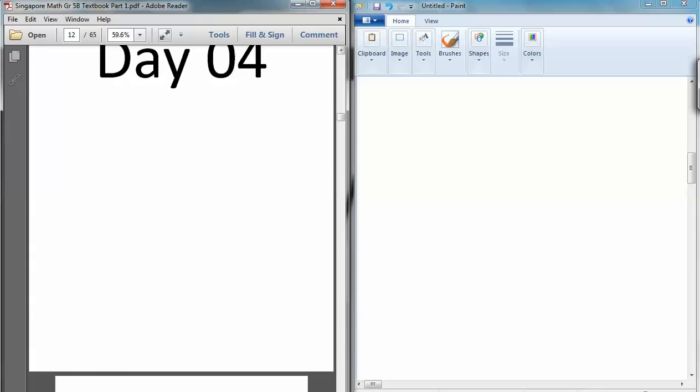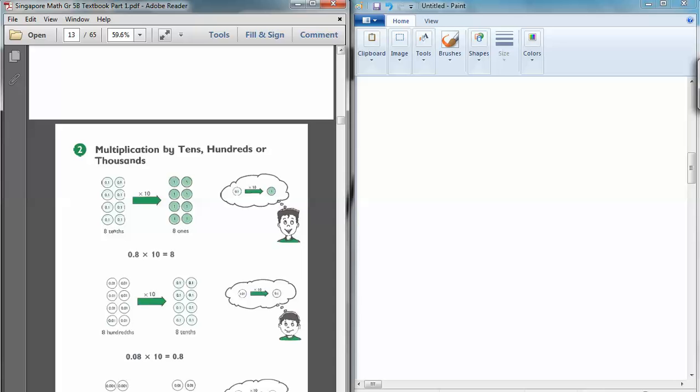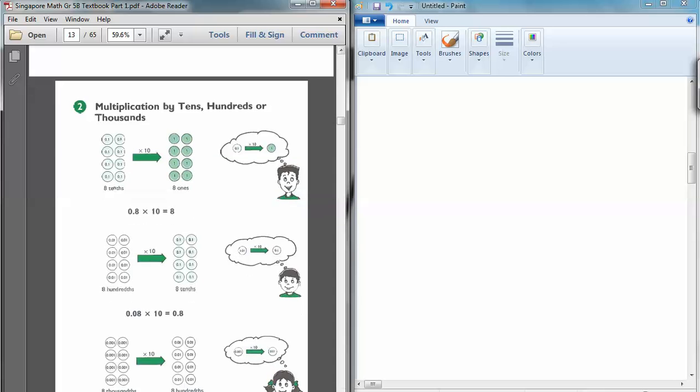Here's what we're looking at today. We're going to be multiplying by tens, hundreds, and thousands. To be honest with you, I think I see the way they like doing it, and I really like multiplying by tens, hundreds, and thousands, because to me, all it is is a matter of moving the decimal place.